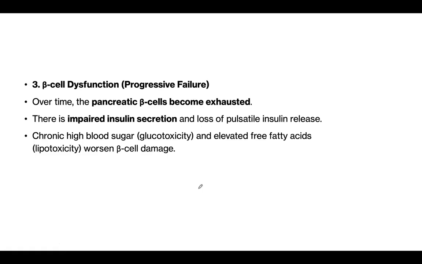Now the fourth one is your beta cell dysfunction. Obviously, if the beta cell is overworking, in the later stage you will see an inability to produce more insulin from the beta cell. It becomes exhausted. The beta cell of the pancreas releases insulin in a pulsatile manner, but because the beta cell is exhausted, there is a loss of pulsatile insulin release.